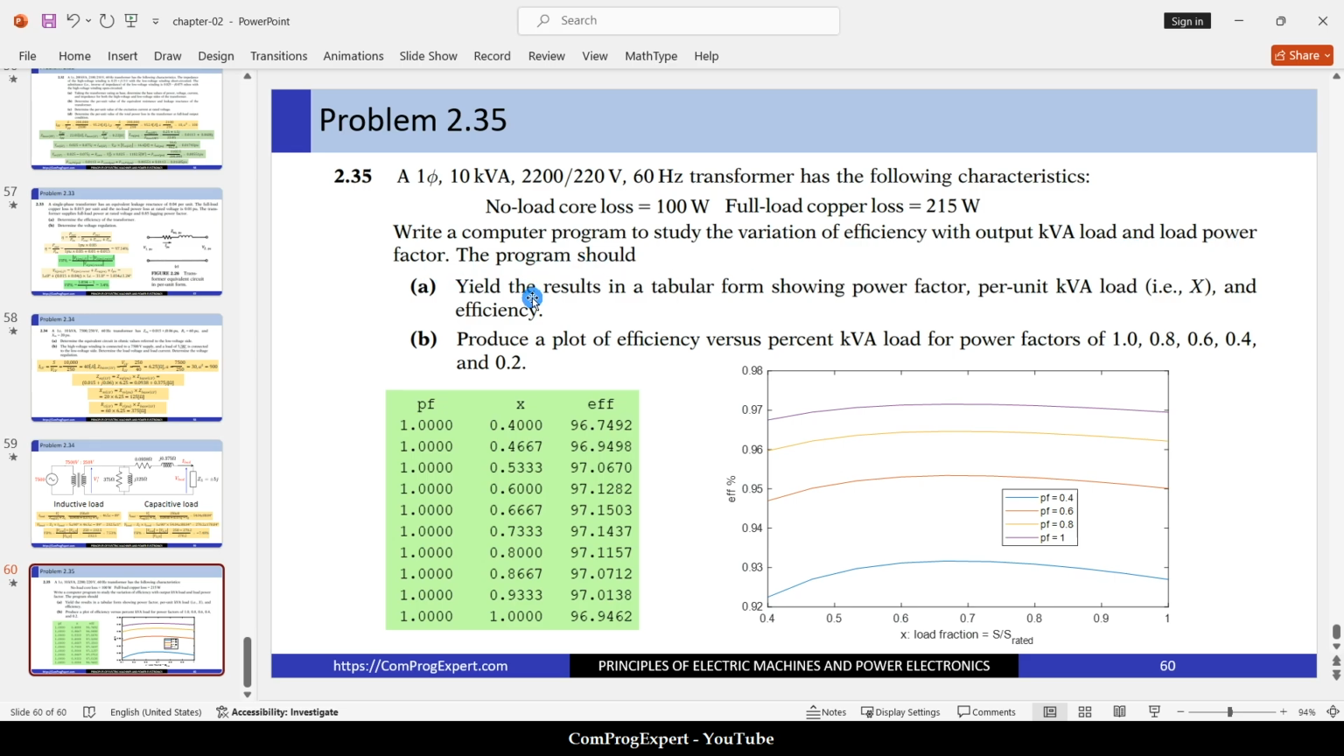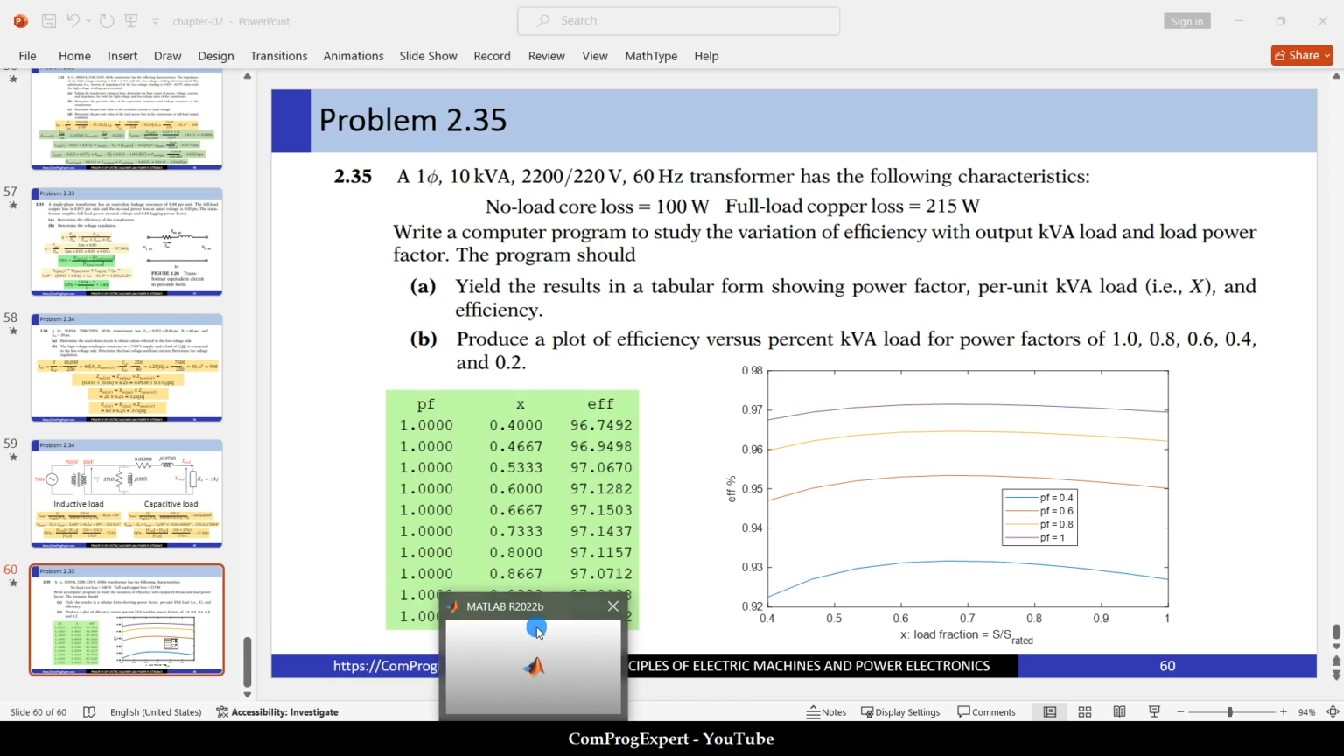The program should A. Yield the results in a tabular form showing the power factor, per unit kVA, load fraction, and efficiency. Produce a plot of efficiency versus percent kVA load, this one, for power factors in this range: 1, 0.8, 0.6, and 0.4. Also, we should generate this table, not too complex. We did it before for one problem, and we can repeat the code.